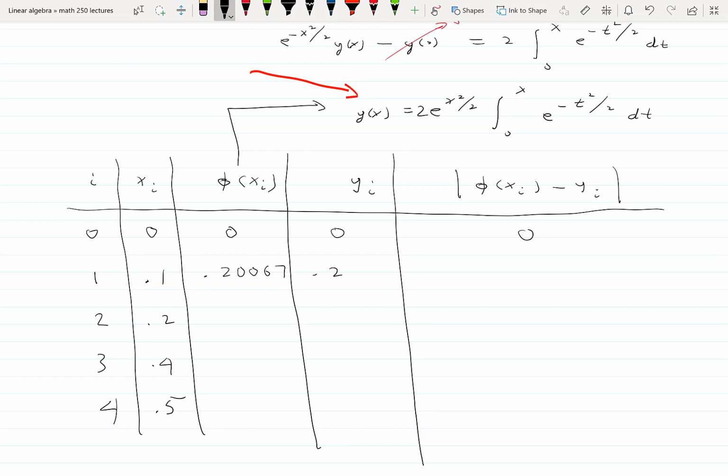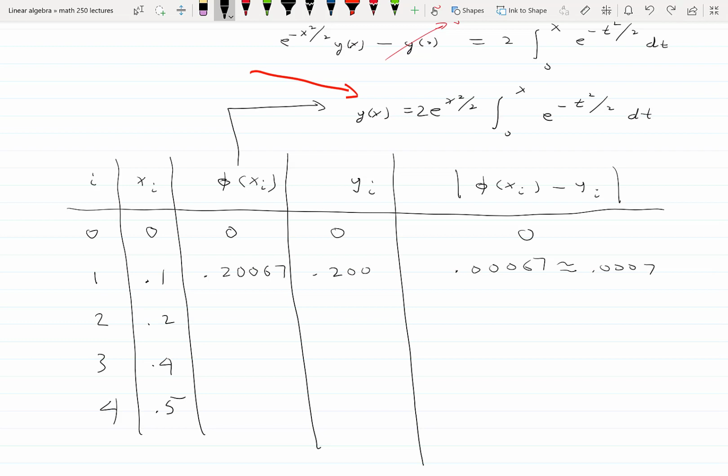y sub i, we computed as 0.2. And the error, if you subtract and take absolute values, is 0.00067, or approximately, let's say 0.0007. So we have 3 decimal places of accuracy, as indicated by the 3 zeros in the error. So we get about 3 decimal places of accuracy with that first approximation.